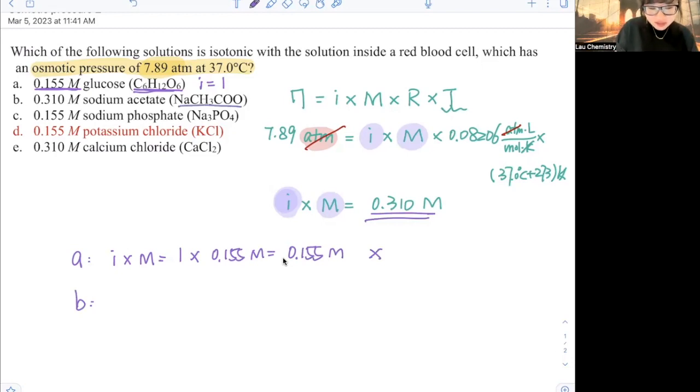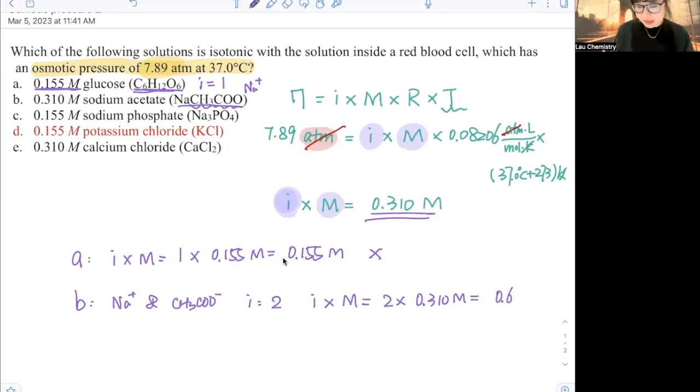Okay, so what's the Van't Hoff factor for sodium acetate? You go, how do I know? It looks complicated. Again, we know sodium is a metal, has a positive charge, and this acetate, you go, I don't know what this acid is. But again, as a whole it's an ion. So you'll have the sodium ion and the acetate ion. So what's the Van't Hoff factor? It's going to be 2, right? So i times M should equal 2 times 0.10. That gives us 0.620. Again, that's not the choice either.